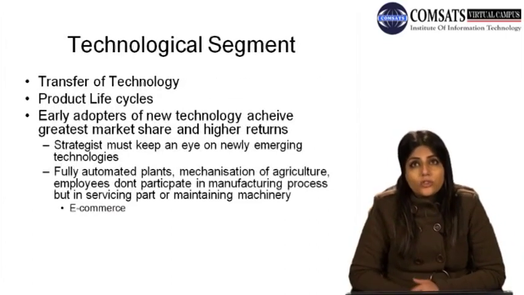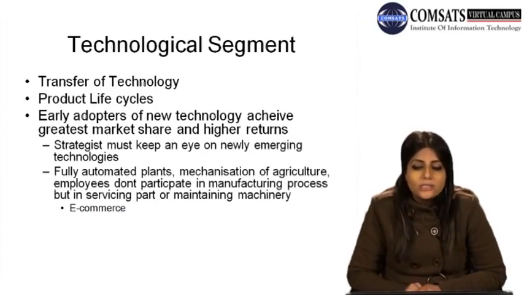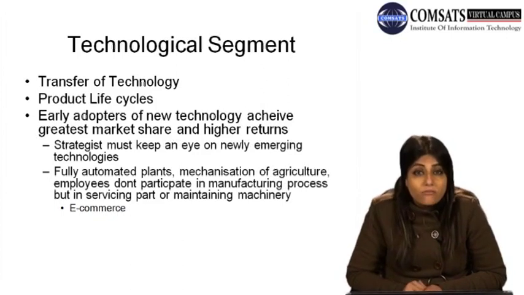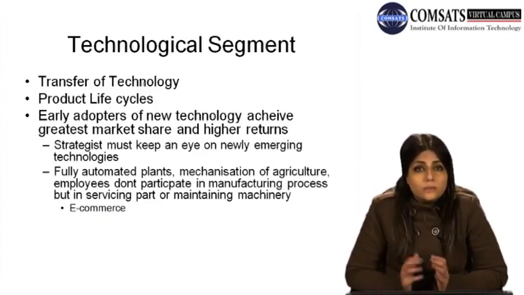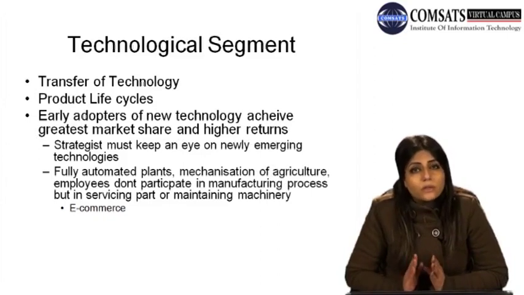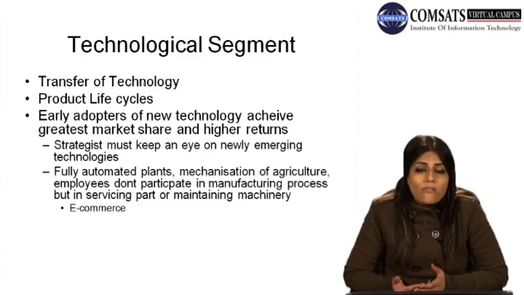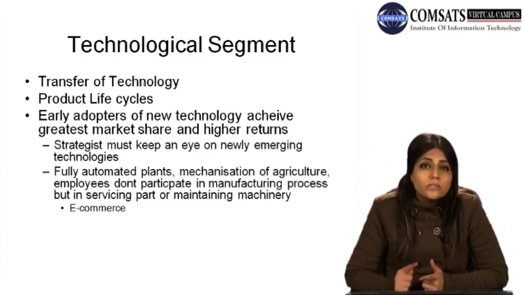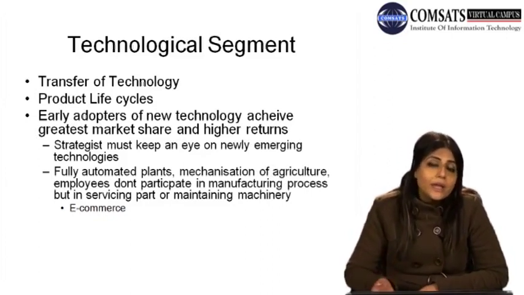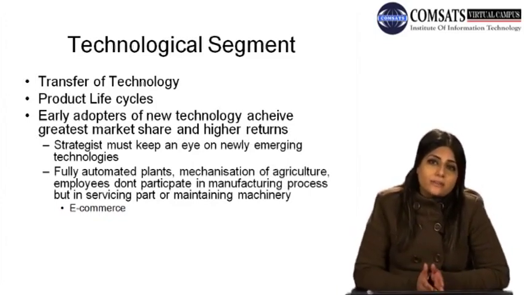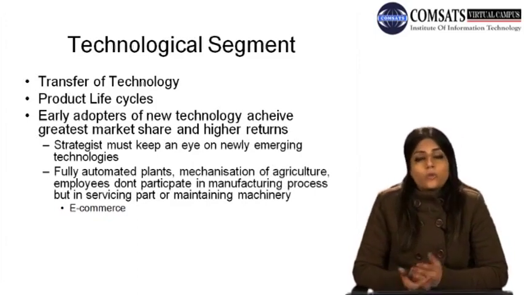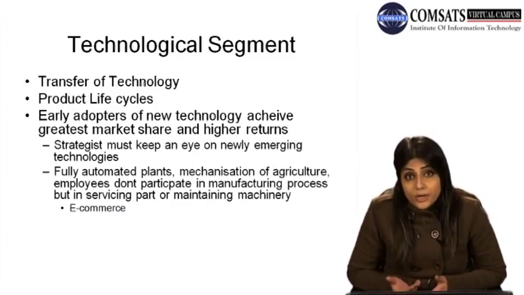Then we have the technological segment. How is the technological environment affecting the organization? We know that technology and the technological environment are growing very fast. The rate of obsolescence of technology is very high. It has resulted in shorter and shorter life cycles than ever before, right? Product life cycles are shortening.